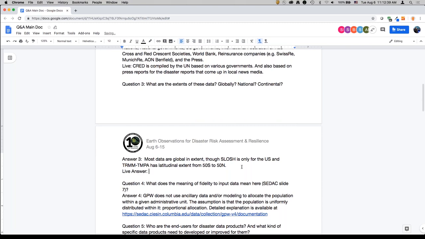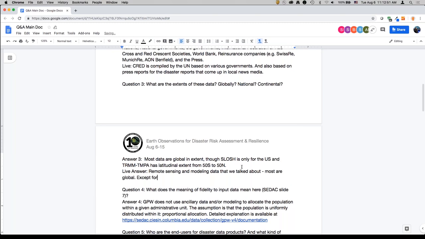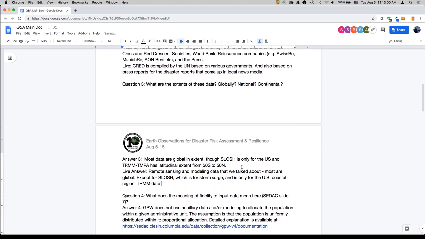Question three is about what the extent of these data is. So the remote sensing and modeling data we talked about, most of them are global in extent, except for the SLOSH model, which is for storm surge, that is only for the US coastal region. TRMM data we talked about, TMPA, that also has limited coverage in latitude. As it says, it's tropical, so it focuses between 50 south and 50 north. Other than that, all data are global.